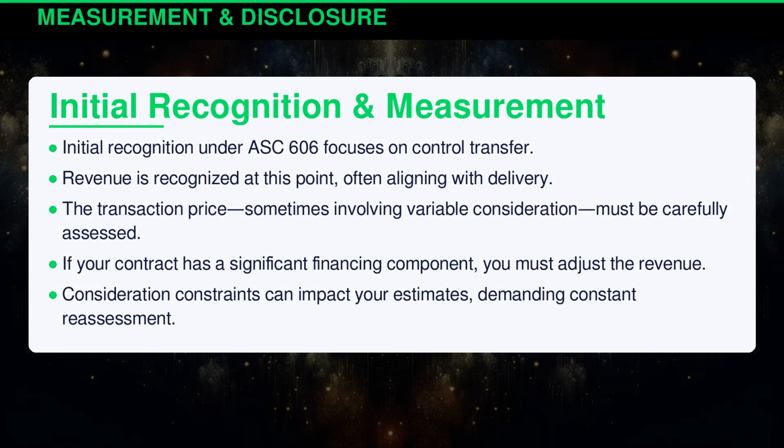Initial recognition under ASC 606 focuses on control transfer. Revenue is recognized at this point, often aligning with delivery. The transaction price, sometimes involving variable consideration, must be carefully assessed. If your contract has a significant financing component, you must adjust the revenue. Consideration constraints can impact your estimates, demanding constant reassessment.